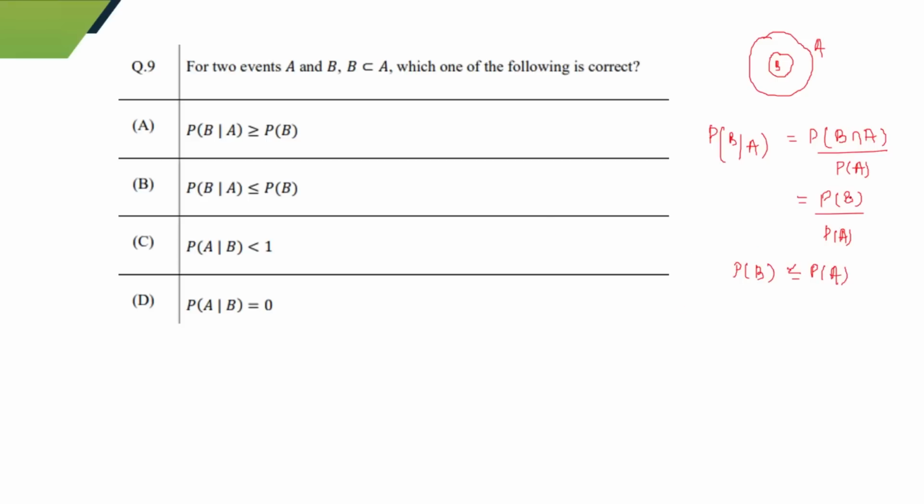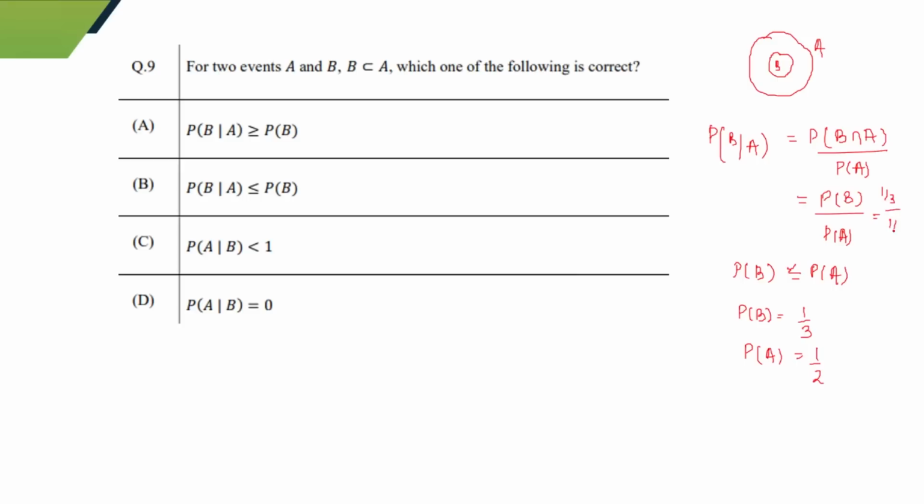Now let's take probability of B as 1 by 3 and probability of A as 1 by 2. I can see that probability of B is less than or equal to probability of A. So if I fill in these values, what would be probability of B given A?